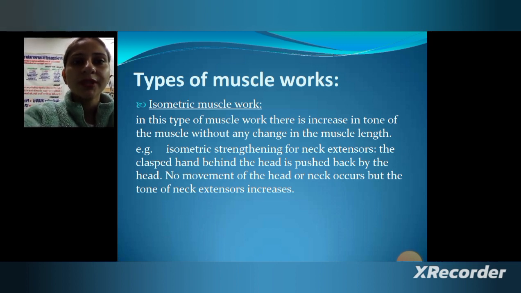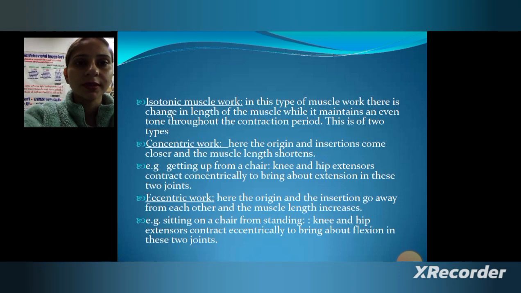Then types of muscle work. First is isometric muscle work. In this type of muscle work, there is increase in tone of the muscles without any change in the muscle length. For example, isometric strengthening for neck extensors, the clasped hand behind the head is pushed back by the head. No movement of the head or neck occurs, but the tone of the neck extensors increases.